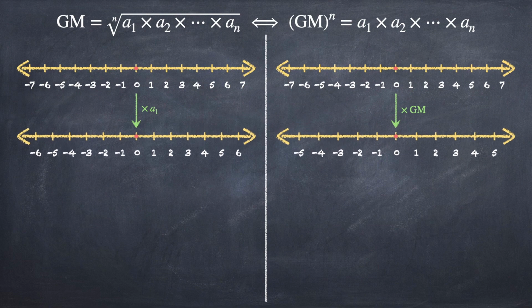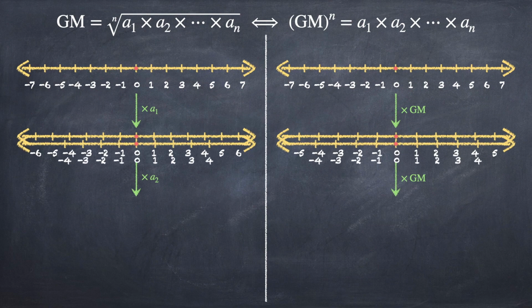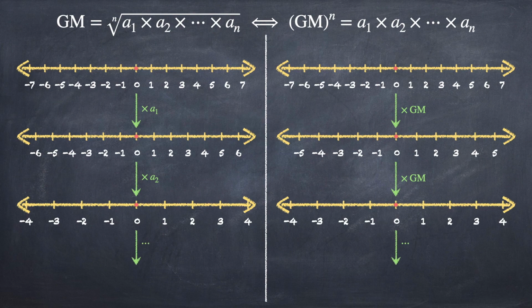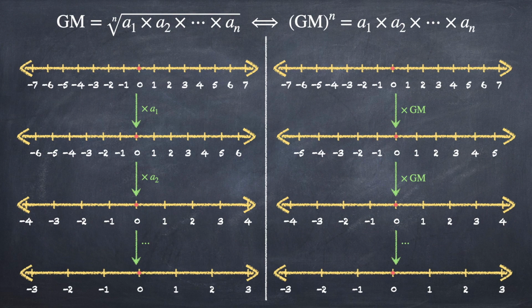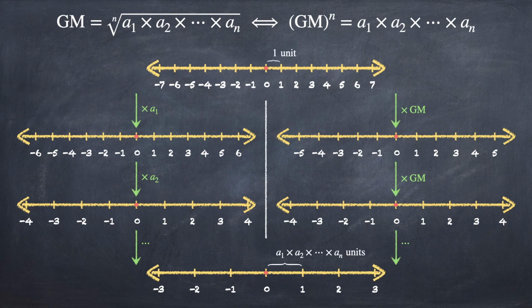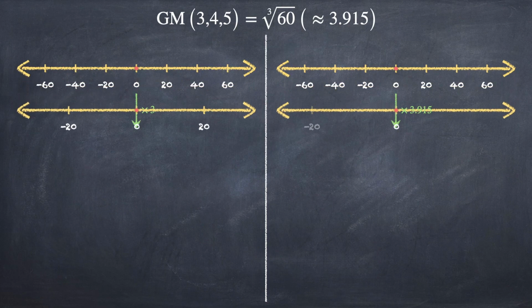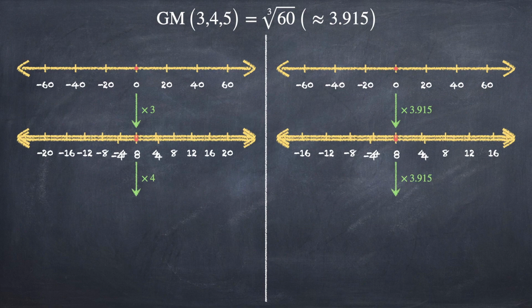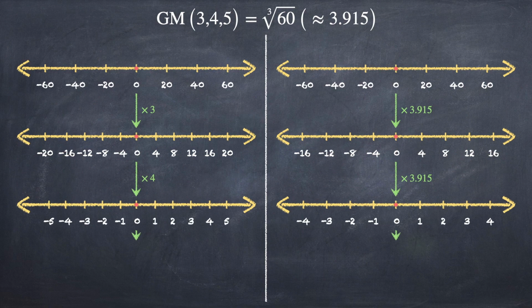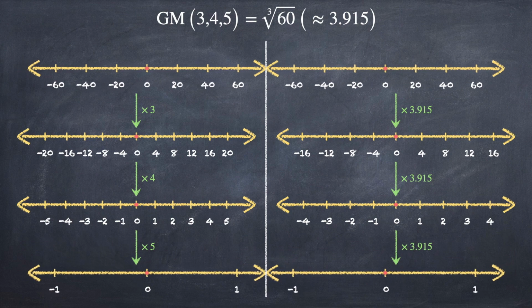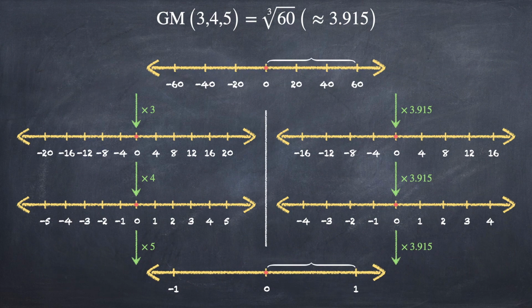The geometric mean of some numbers is that number which scales a number line in such a way that repeated scaling results in the number 1 reaching the product of those numbers. So the geometric mean of 3, 4, and 5, for example, is the cube root of their product, which is around 3.915. So scaling the number line 3 times by a factor of 3.915, such that each time you scale the already scaled number line, we find that the number 1 eventually reaches a point 60 units from 0. Sure enough, 3 times 4 times 5 is 60.